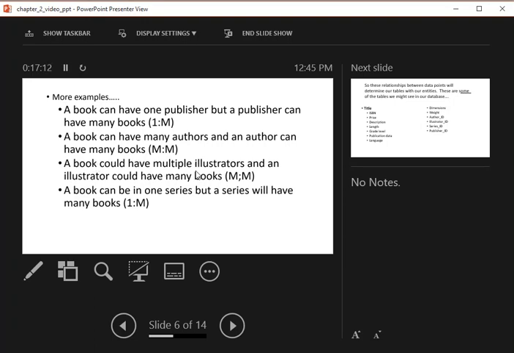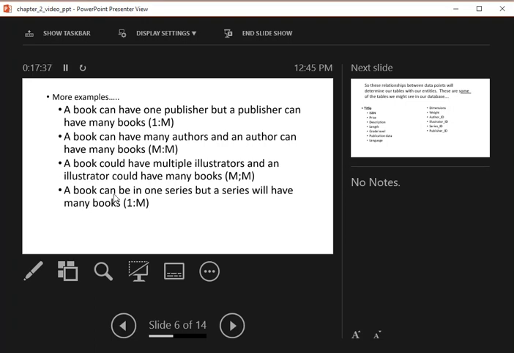Same with illustrators, kind of like the author. Excuse me, I have a semicolon there instead of a colon. So a book could have multiple illustrators. It's not likely, but it could happen. So as a database designer, you need to think about this, because the minute that you design your database where the book can only have one illustrator, somebody's going to submit a book that has multiple illustrators, and you're going to have problems in your database design.